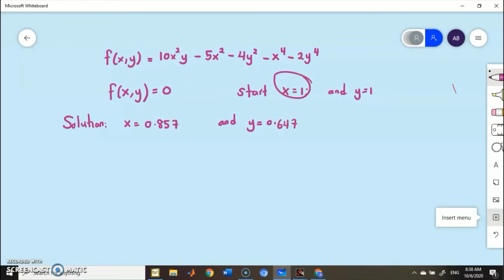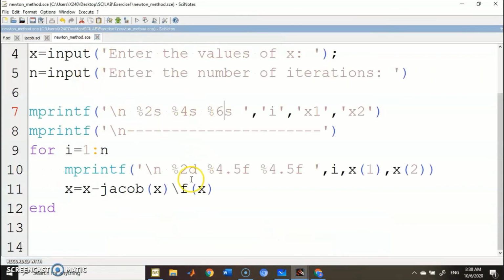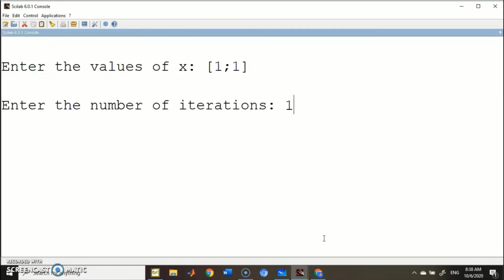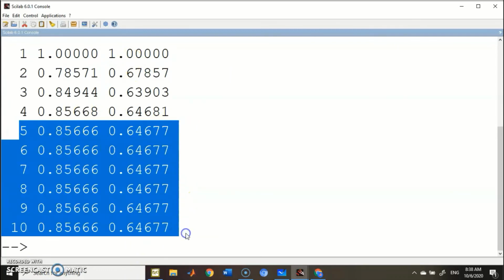You start with 1 and you end up with this answer. It's converging very quickly, just 5 iterations. So you can try to run for more iterations if you have to. So if I write more iterations, just run it again and enter the x value 1 1. Let's say 10 iterations. See that? This is 10 iterations, and you know the solution already converged. Converge means the next iteration will give you the same value as the previous.